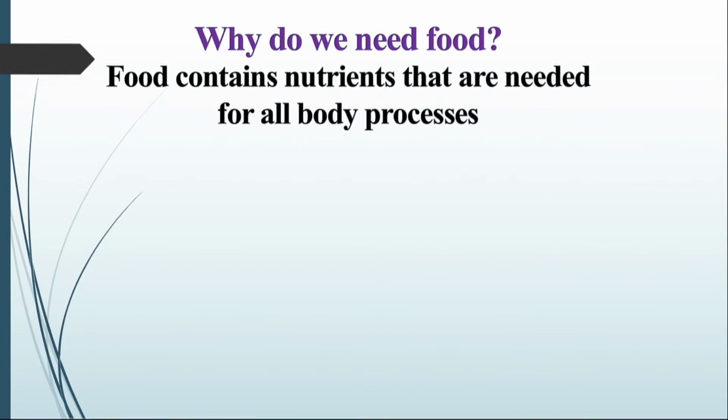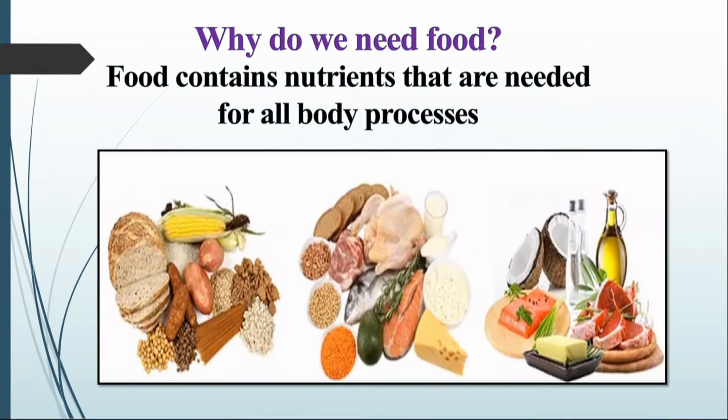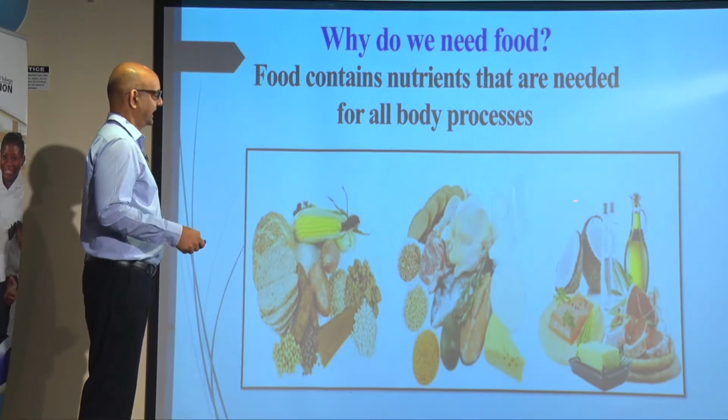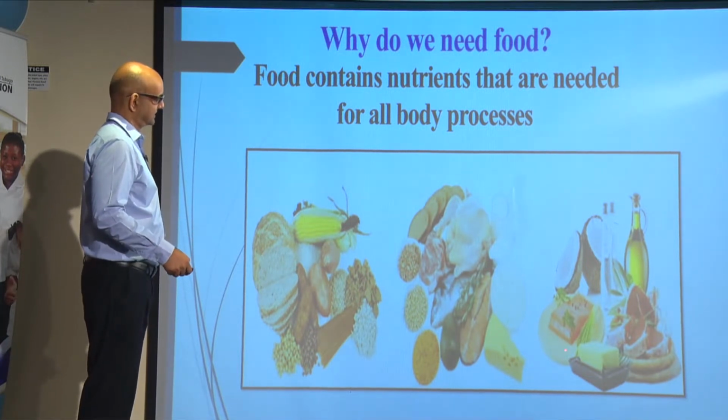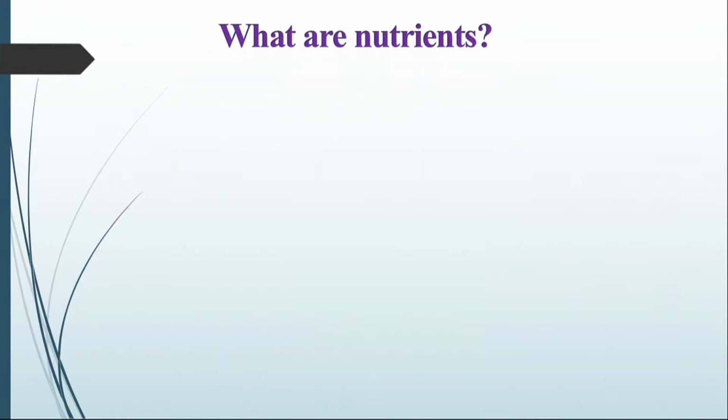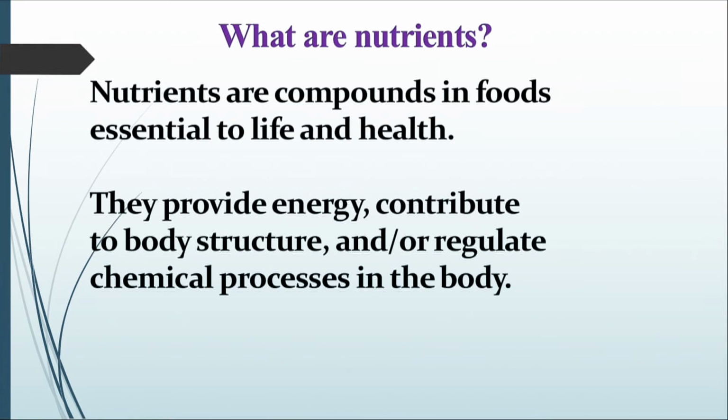But why do we need food? Food contains the nutrients that are needed for all our body processes. These are some of the foods that we eat. Here we have grains and cereals. Here we have fruits and vegetables and nuts and beans. And here we have animal products, fats, and oil. These are some of the nutrients that food contains. Nutrients are compounds in foods essential to life and health. They provide energy, they contribute to body structure, or they regulate chemical processes in the body.